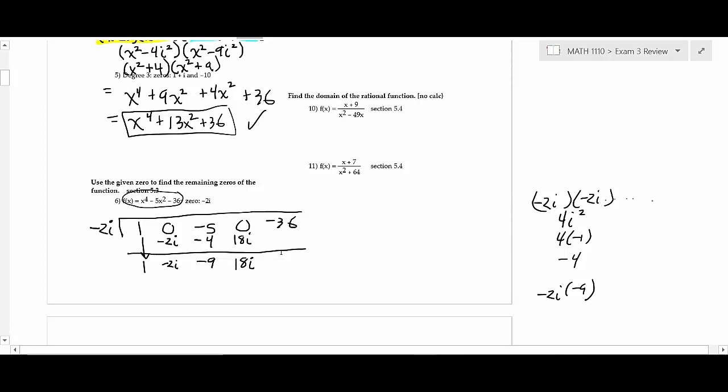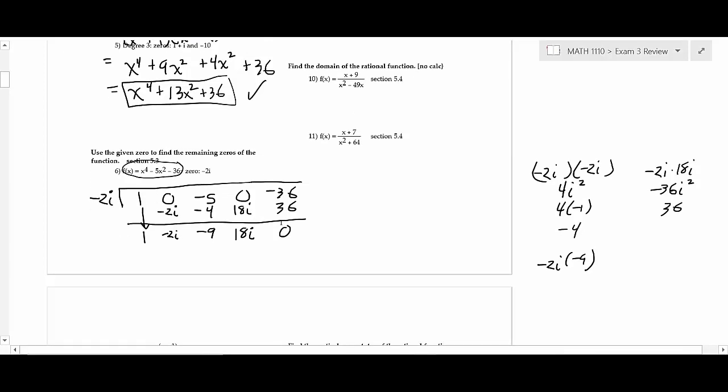Okay, and then finally what you do is you do negative 2i times 18i. That's negative 36i squared, but what does that become? 36, okay? And that's what you're going to expect to happen anyway, is have a remainder of 0, okay? So you want to make sure that you know how to handle that with an imaginary number, okay? Now, we've got to go divide again, okay?